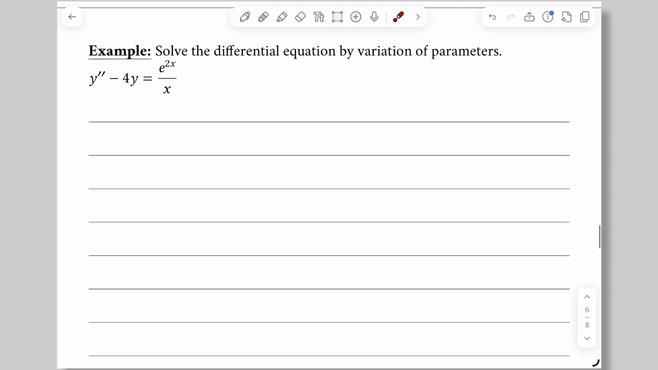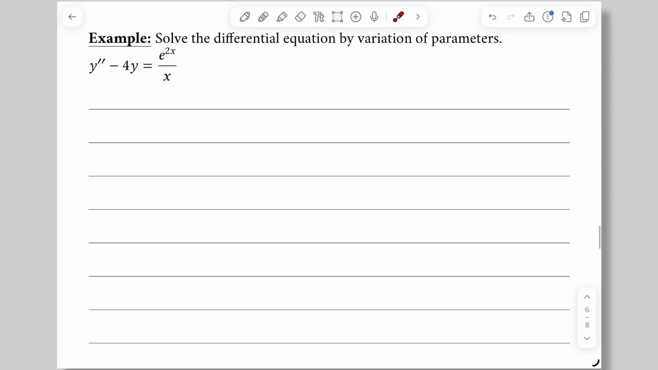Next up, we have something that's a little bit more challenging. Our differential equation is y double prime minus 4y equals e to the 2x over x. Now, this is not a type that we can do using a different technique. This is all that we got here. What I'd like you to do is, as much work as you can, get to where you have u1 prime and u2 prime, and then come back and we'll take it from there.